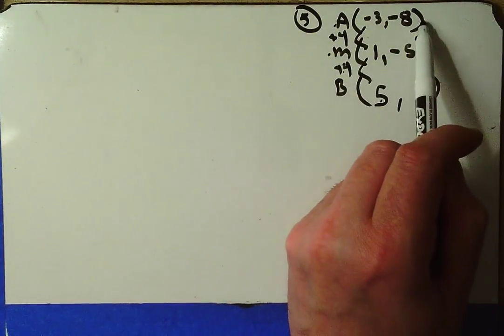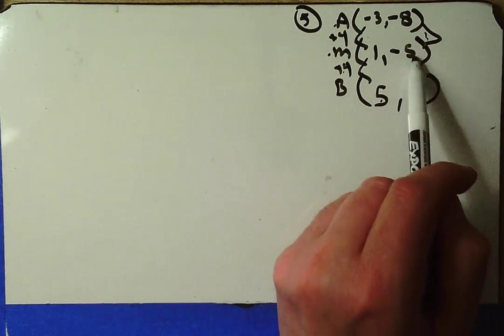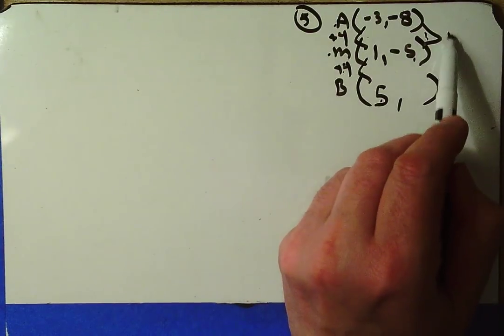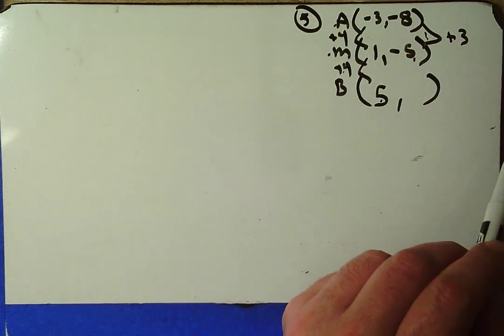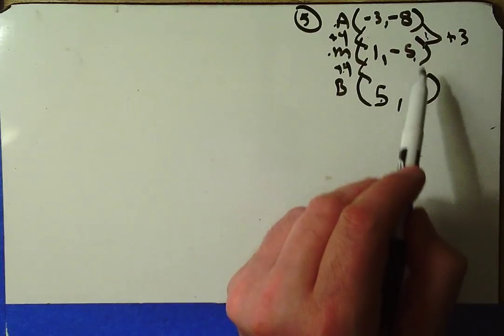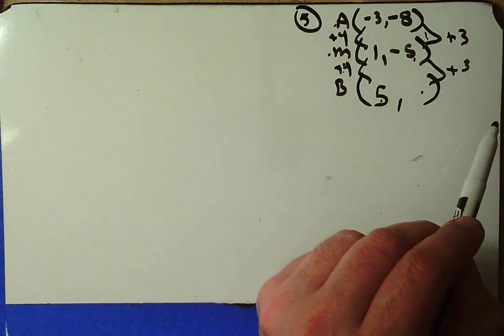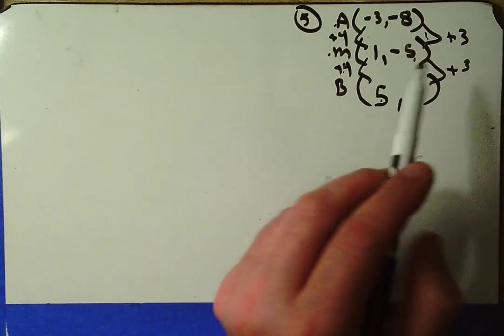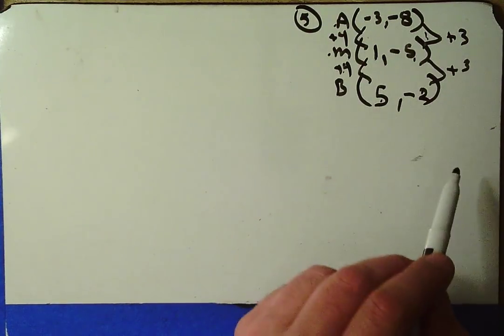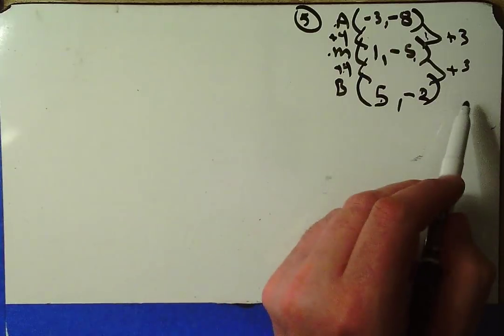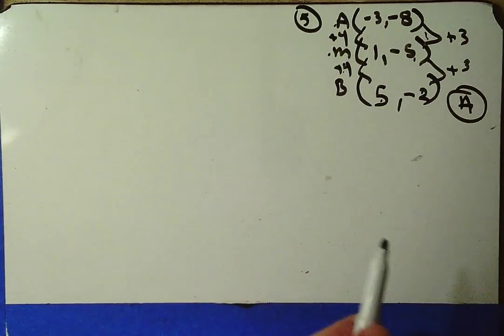And likewise, I notice the y values go from negative 8 to negative 5. That means they go up by 3. And so to go from the middle to the other end, the y values need to go up by another positive 3. Negative 5 plus 3 is negative 2. So 5, negative 2 corresponds with choice A. How about number 6?